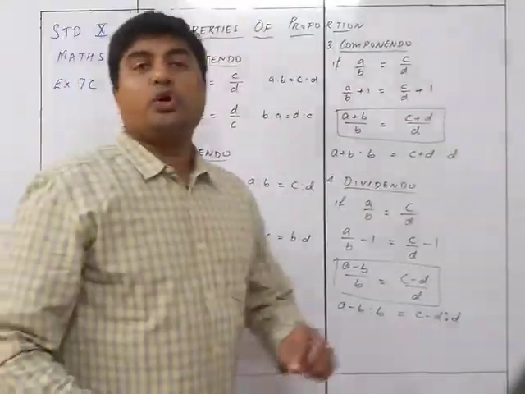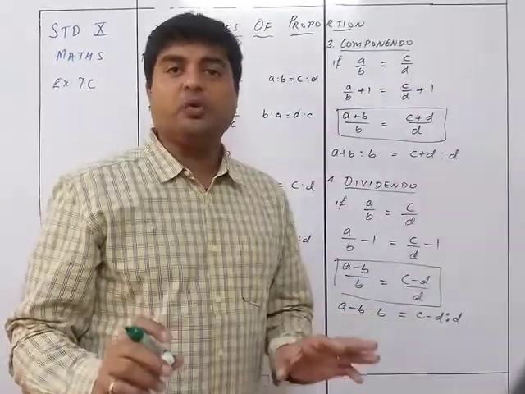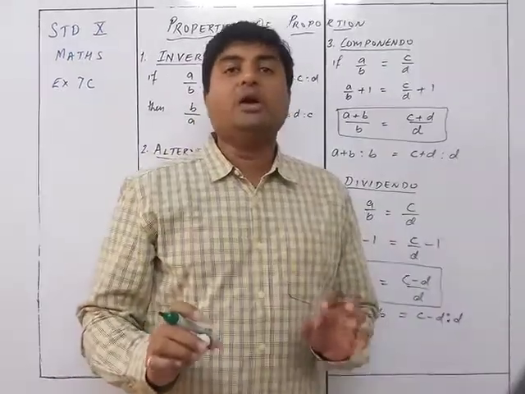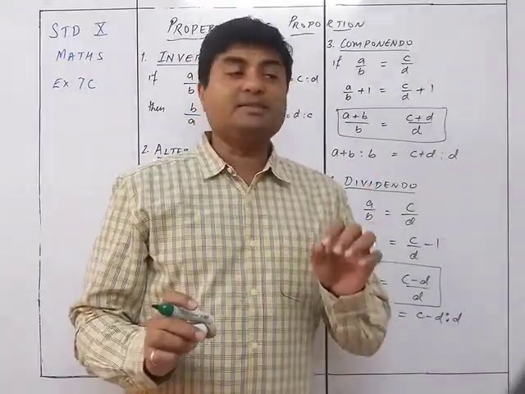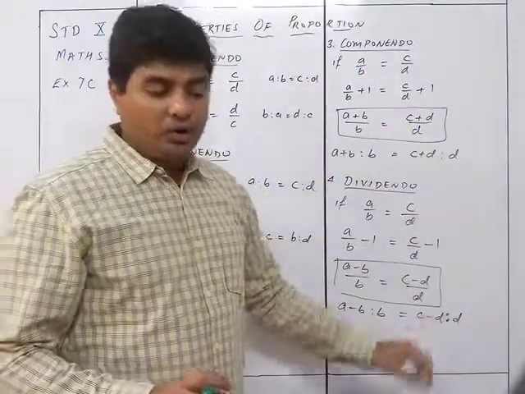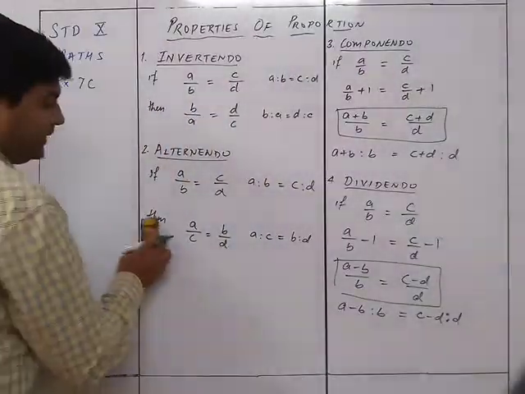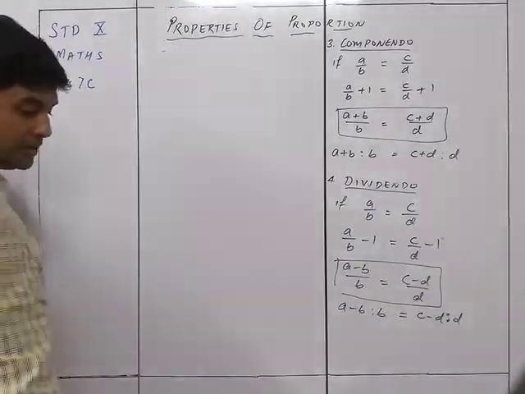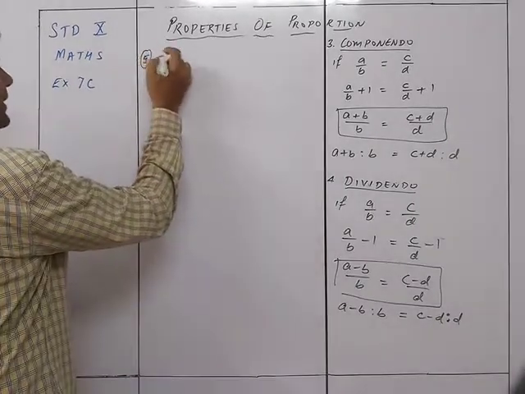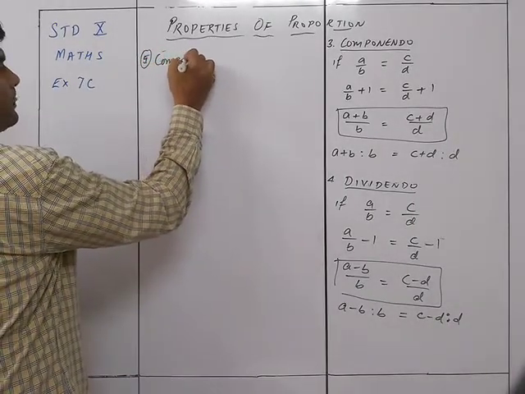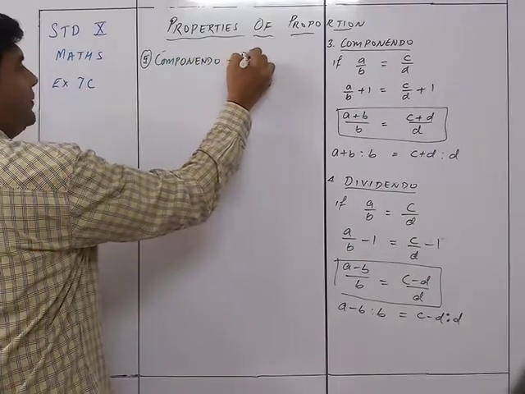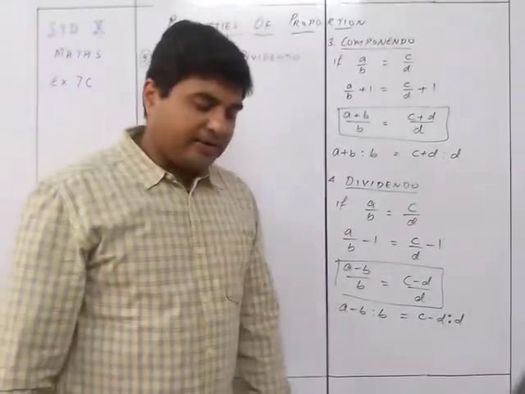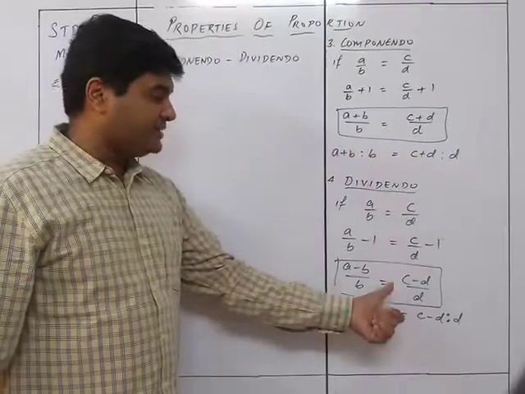The last one is going to be used the maximum number of times, because 90% of the sums in this particular exercise will be based on this property, which is a combination of the two: componendo dividendo. This is the fifth one, componendo dividendo. In this case, we are just dividing the results of componendo and dividendo.